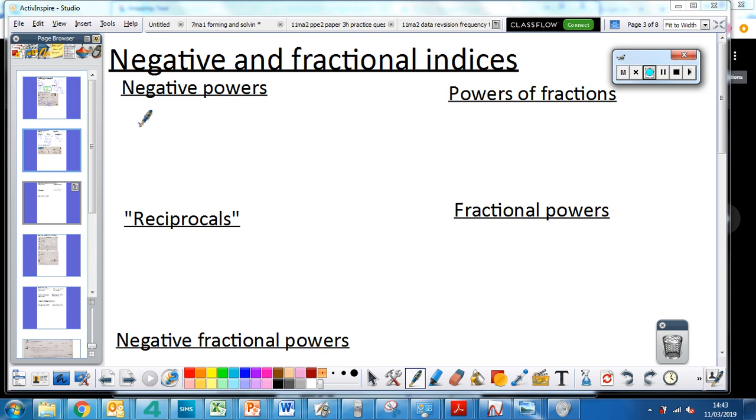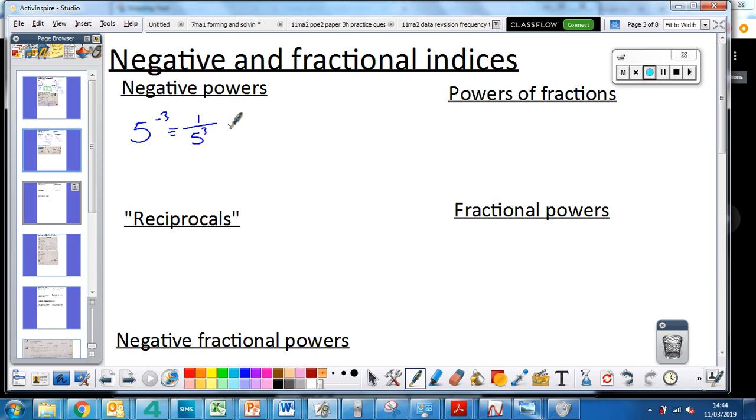If you have something like 5 to the negative 3, first thing we must remember with negative powers is just the idea of flipping it. So 5 to the negative 3 means 1 over 5 to the power 3. The negative just means to flip it, and we'll see that in a moment in more detail. We know that 5 cubed is 125. So that will become 1 over 125.